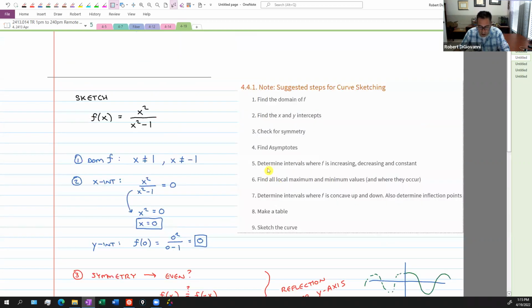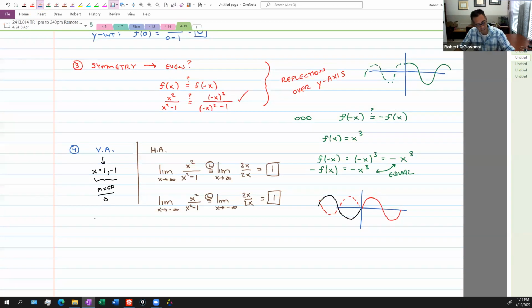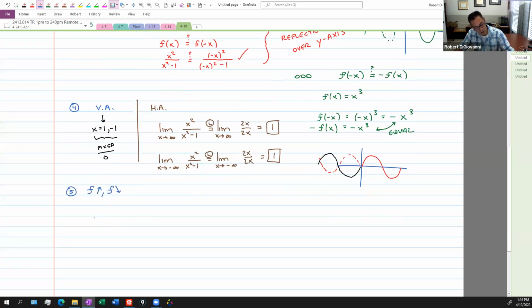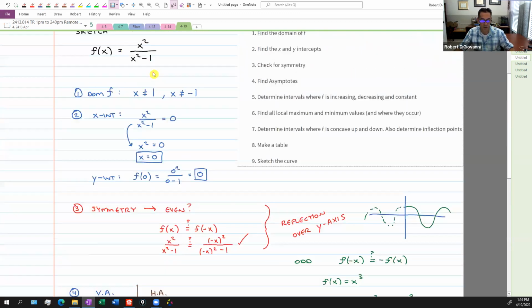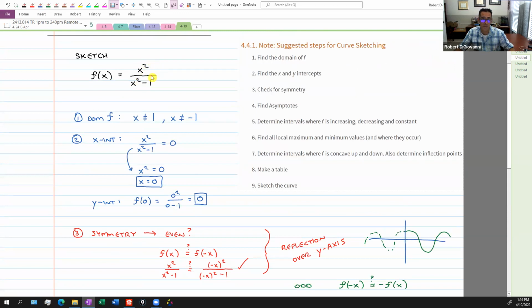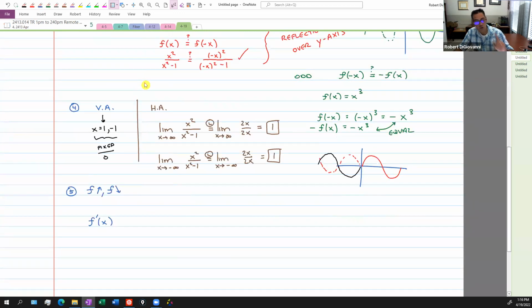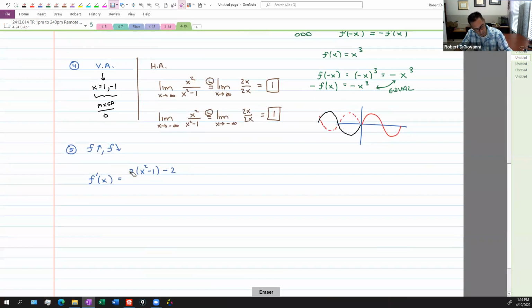What's next? Determine where the function's increasing, decreasing, and constant. So now I'm going to take a derivative, right? For step 5, I want to know where my function is going up, where the function's going down, etc. So I'm going to figure out what the derivative is. And the derivative of this function is going to require quotient rule, right? Take derivative. So I'm trying to find the critical numbers right now. The derivative of the top times the bottom minus derivative of the bottom. I don't know why I did 2. It should be 2x. Sorry.